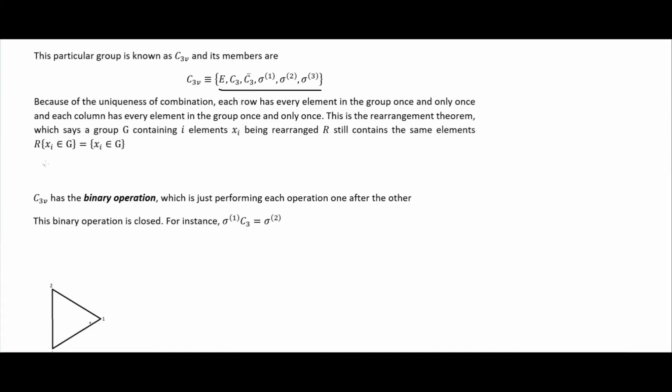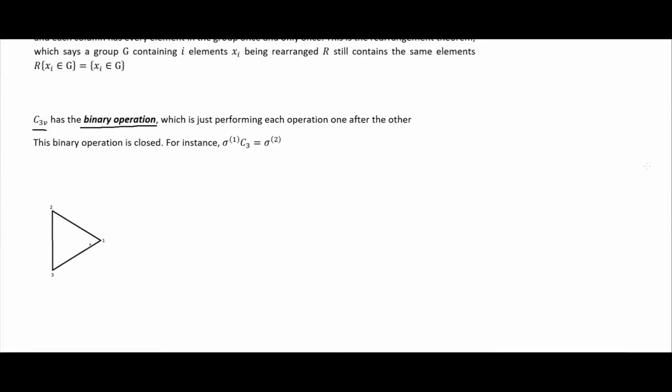All right, and so then we can look at our C3V here, and we can see that first it has a binary operation, which, as I said, is just performing one of the symmetry operations or transformations, and then doing it again with the next one. And so, for instance, if we do our C3 first and then the sigma 1 second, you'll notice that you do that from right to left. And so the reason for that is because we want to think of this.